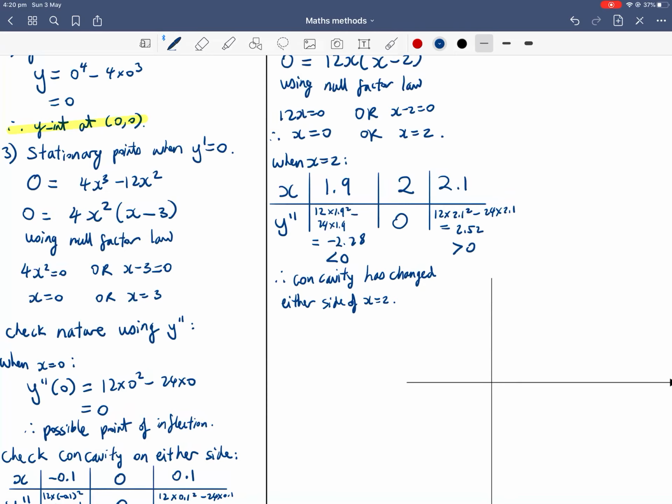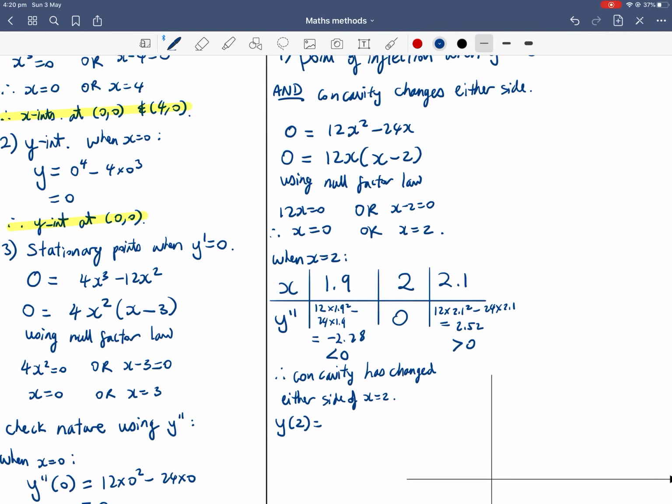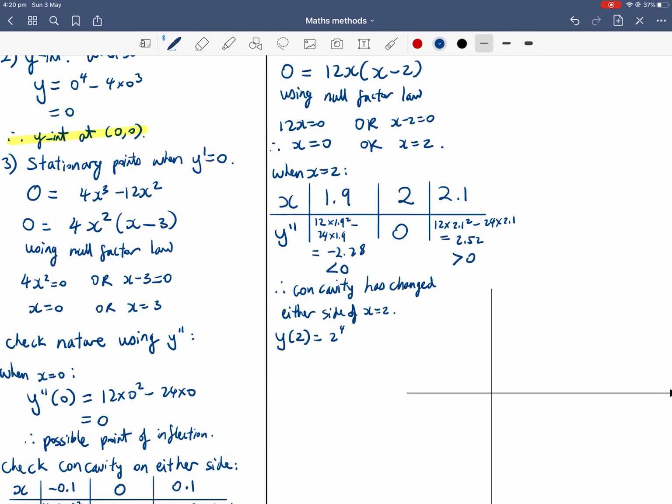Again, if we want to sketch something, we need the y value as well. So the y value at 2, that's 2 to the 4 minus 4 times 2 cubed, gives us negative 16. So therefore, the point of inflection is 2, negative 16.